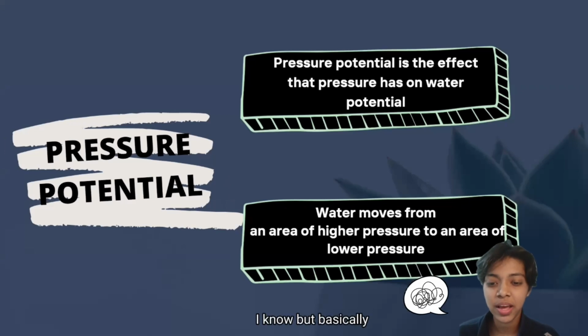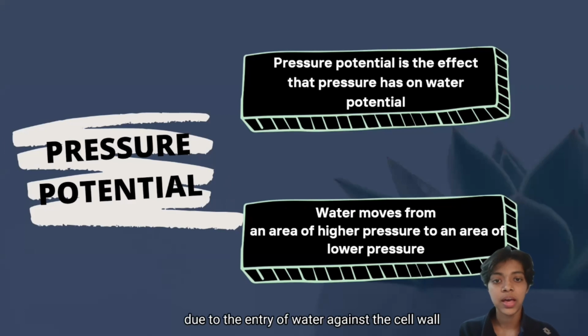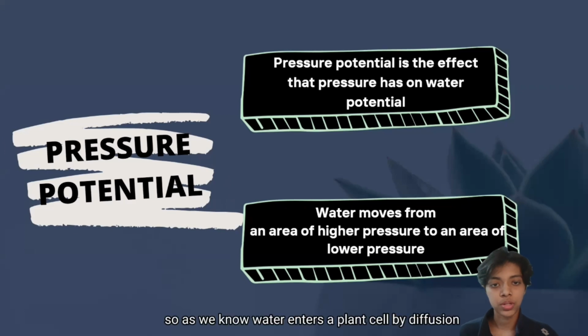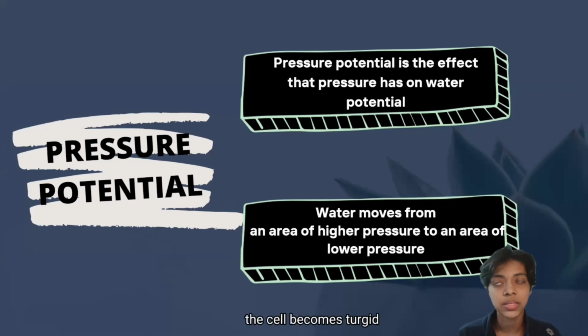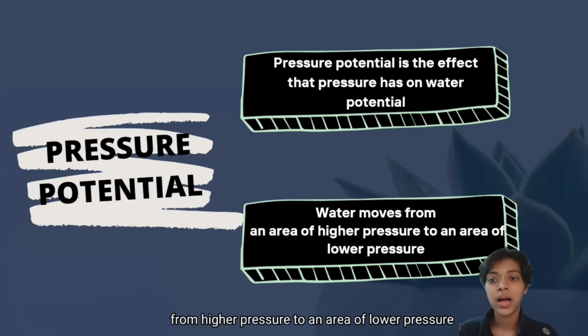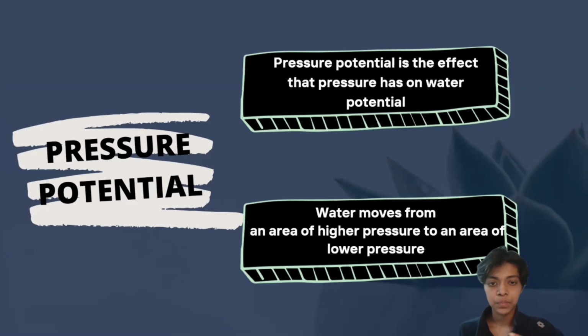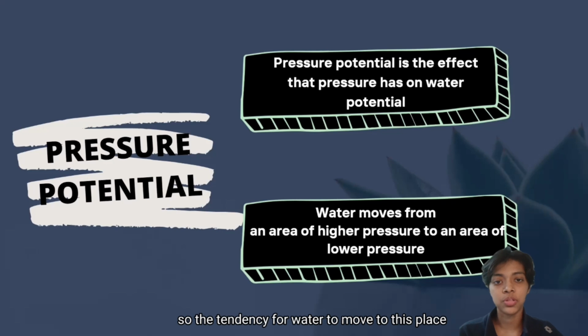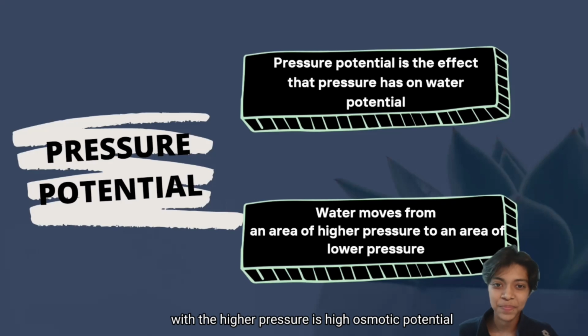It's a bit confusing, I know, but basically pressure potential is the pressure exerted due to the entry of water against the cell wall. As we know, water enters a plant cell by diffusion, and then there is a pressure buildup against the cell wall. The cell becomes turgid. Water moves across a membrane from higher pressure to an area of lower pressure. The higher the water pressure, the higher the water potential, meaning where pressure is high, water potential is higher. So the tendency for water to move to this place with the higher pressure is higher.